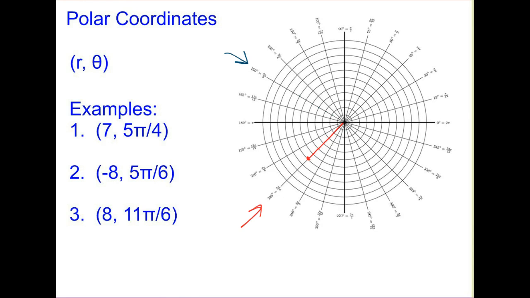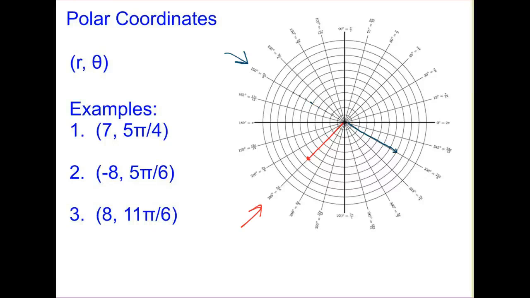So that would be if it was positive 8, but it's not positive 8. So we're going to take these and go backwards. So it'll be 1, 2, 3, 4, 5, 6, 7, 8. And that will be our second. A radius of 8 going backwards from 5 pi over 6.